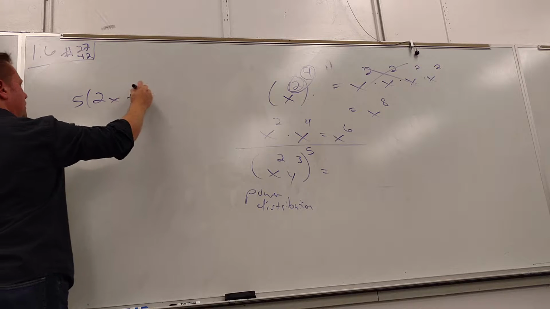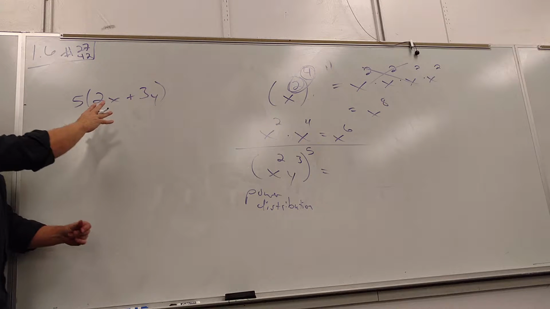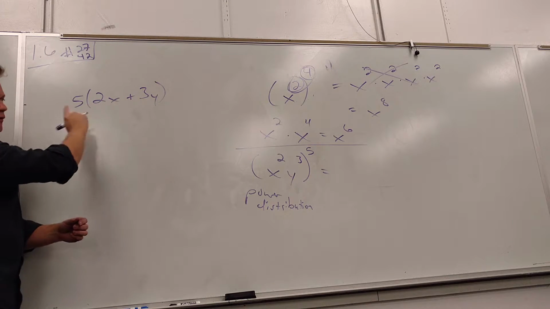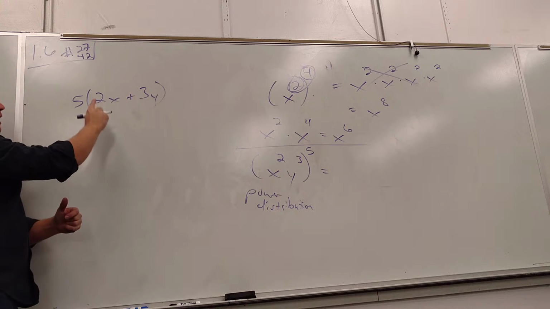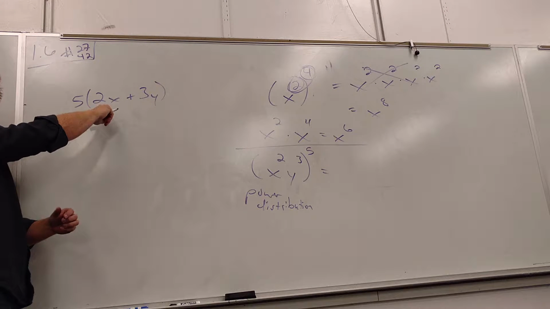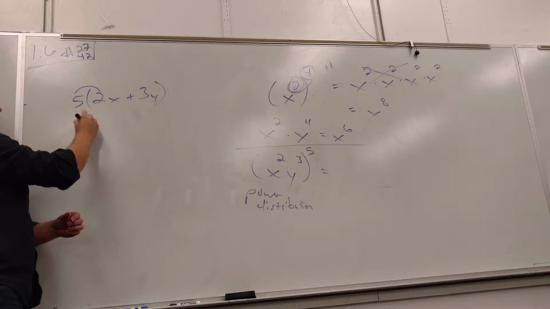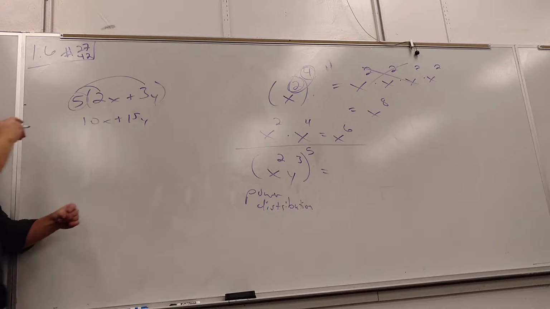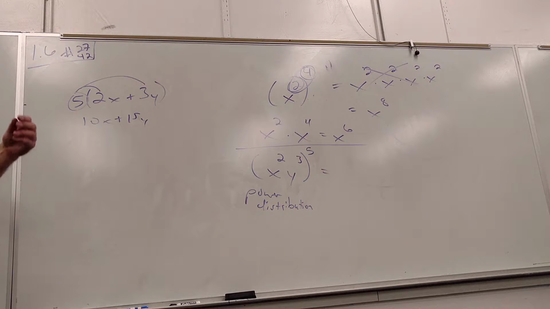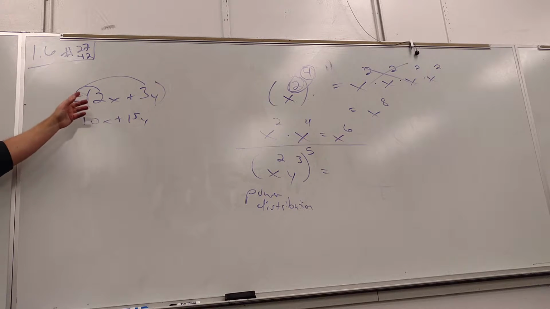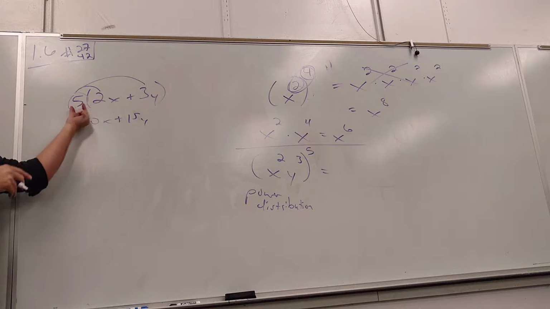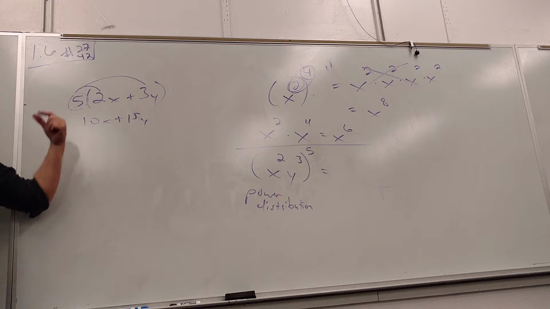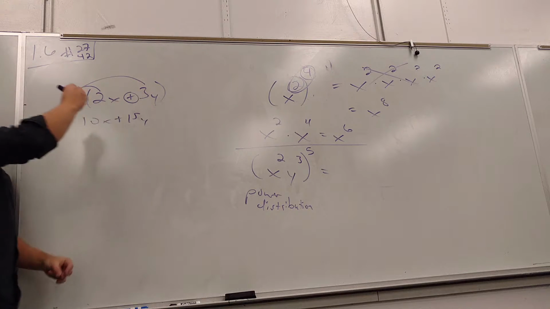So if I had this, do you see how it's sort of related? If I had this though, wouldn't that be easy? What would this be? 10x plus 15y. What is 5? Well, let's see if you guys remember. Don't say the word times. What is 5 based on? What's the operation? Adding. So this coefficient is based on addition. That's why they work well with addition.